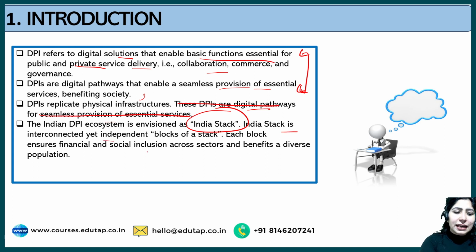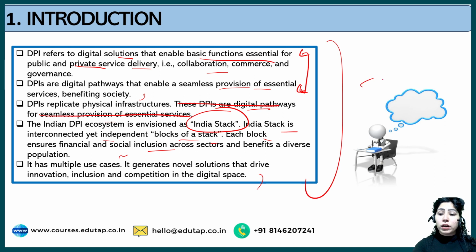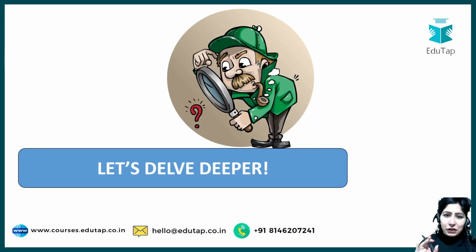So India Stack is interconnected yet independent blocks of a stack. Each block ensures financial and social inclusion across sectors and benefits a diverse population. So it has multiple use cases, and generates novel solutions that drive innovation, inclusion, and competition in the digital space. So that is your explanation for digital public infrastructure. Make sure that you mention India Stack whenever the words digital inclusion or DPIs appear in your exam.